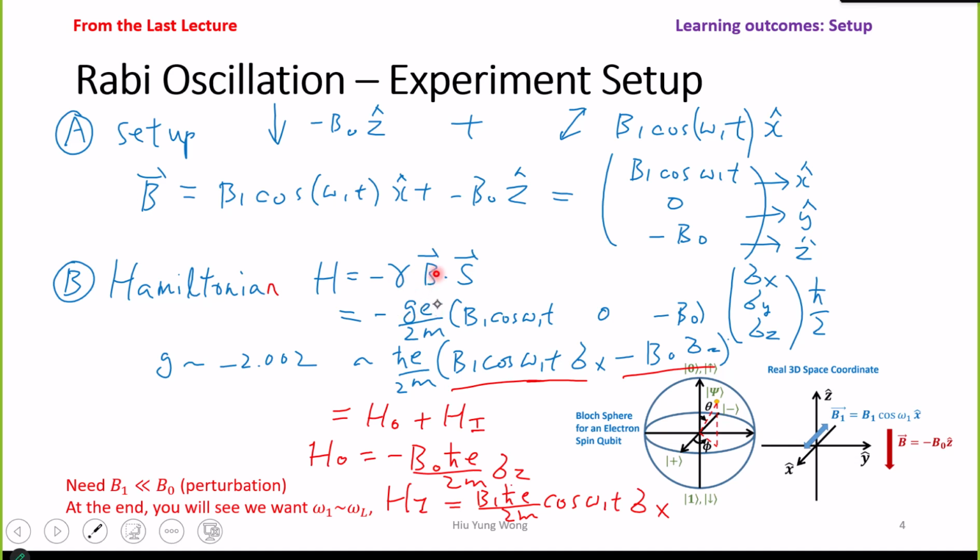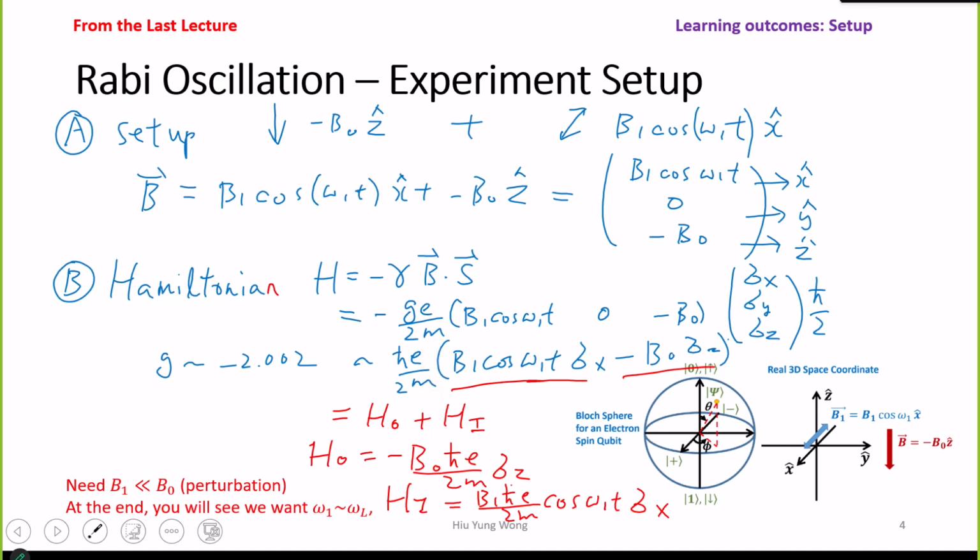It's the inner product between the spin angular momentum operator and the magnetic field vector, right? The gyromagnetic ratio is g e divided by 2m. Again, g for the electron is about -2, so I can just cancel that. Because g is -2, negative times -2 becomes positive, right? So that's why here I only have e divided by h bar.